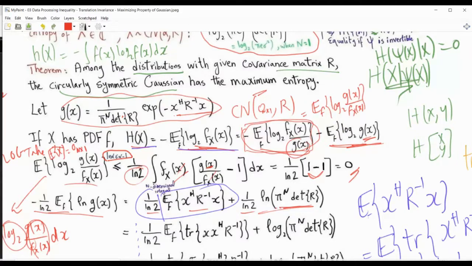Now, another optimization problem that is very relevant to communications is when we have random variables and think of them as continuous random variables, and now it's not just that we want to maximize the entropy.